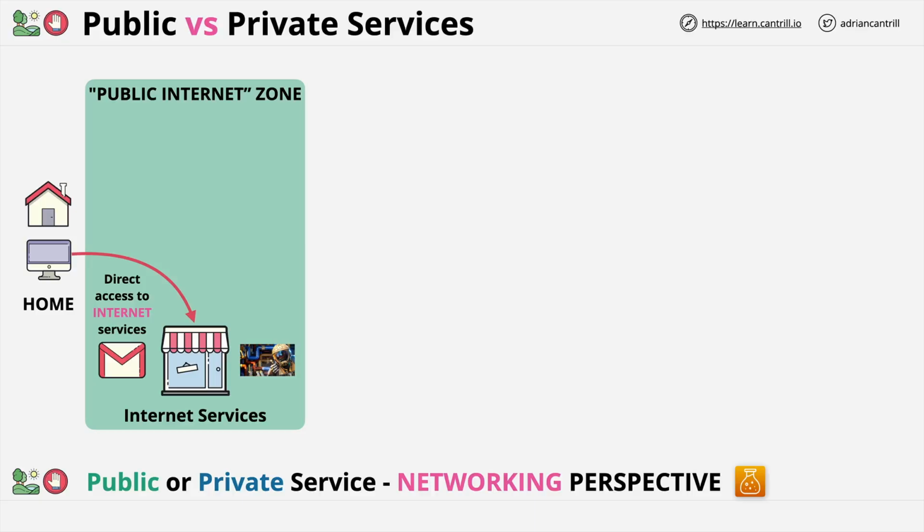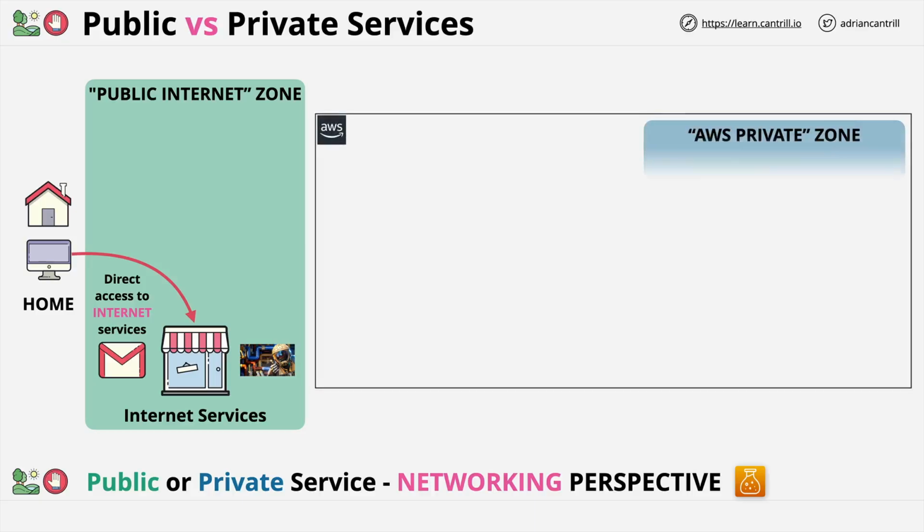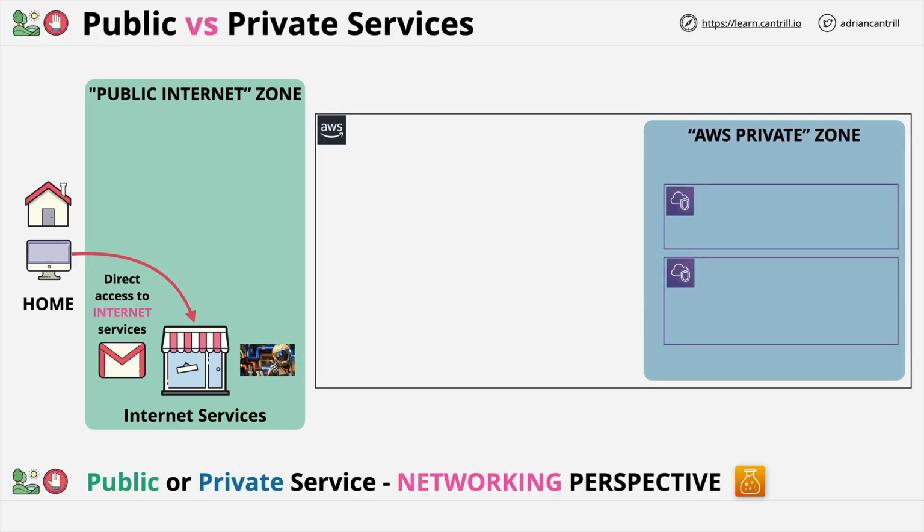Now, AWS also have private zones, and these are called virtual private clouds or VPCs. These are isolated, so VPCs can't communicate with each other unless you allow it, and nothing from the internet can reach these private networks unless you configure it. Services can be placed into these private zones, such as EC2 instances, and just like with your home network, it can only access the internet, and the internet can only access it if you allow it and you configure it.